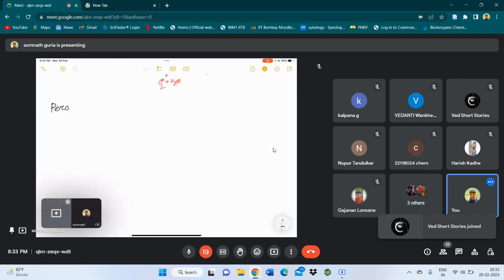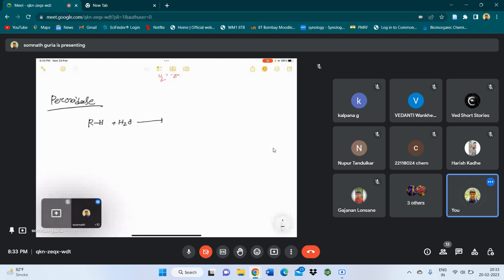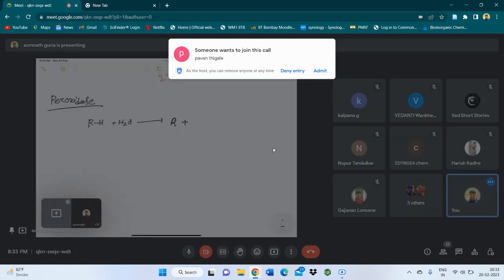Peroxidase. So the main reaction is that RH is the reduced organic species. Let's suppose RH plus H2O2 forms a species R plus H2O.